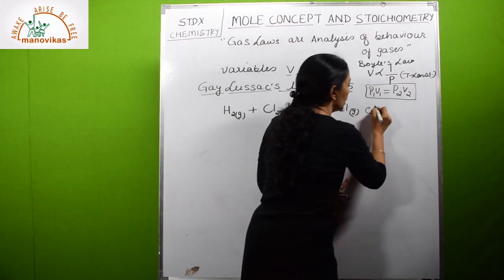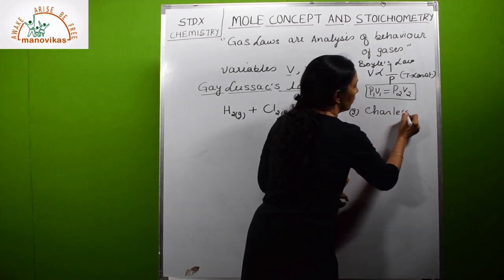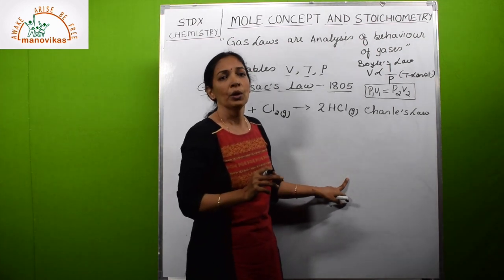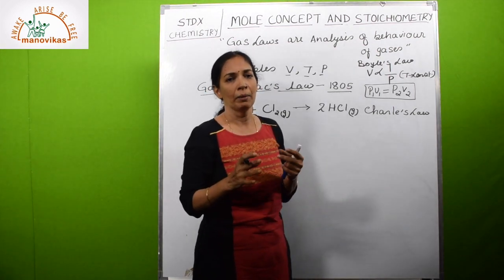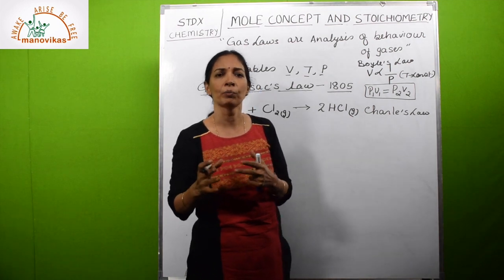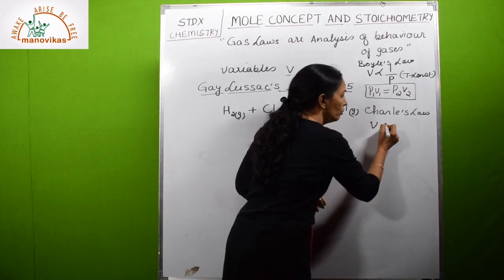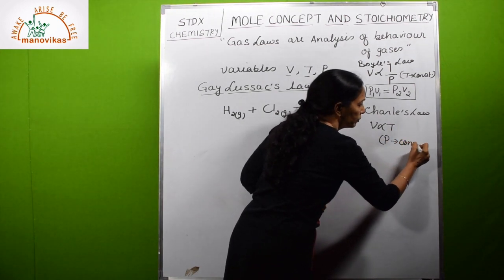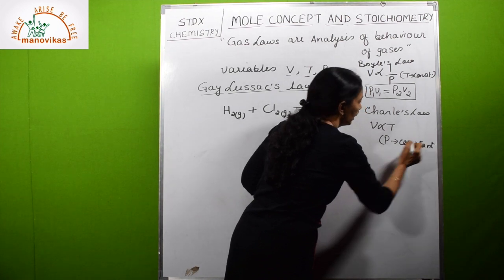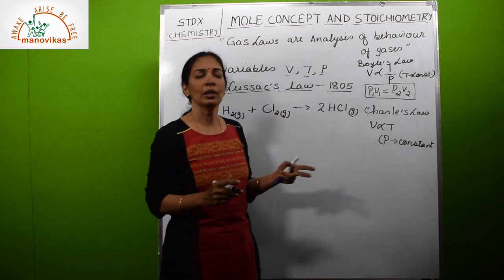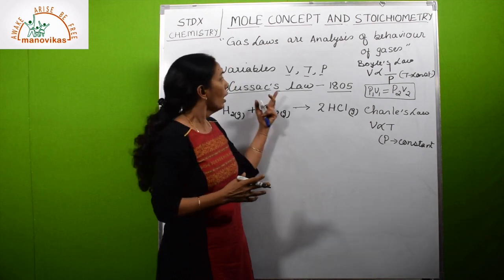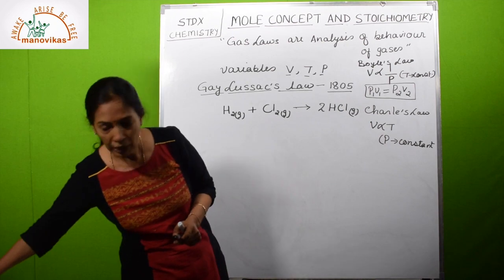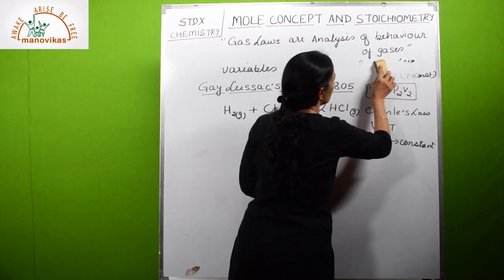And second was Charles' law. According to this, if pressure remains constant, then the volume of an enclosed mass of dry gas is directly proportional to temperature. So, volume is directly proportional to temperature where pressure is constant. Now, this year you are going to learn two more new laws. Out of that, the first one is Gay-Lussac's law. So, now we are going to see what is Gay-Lussac's law.